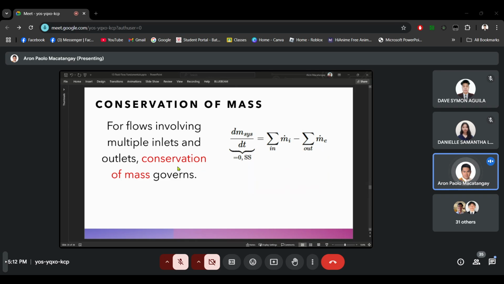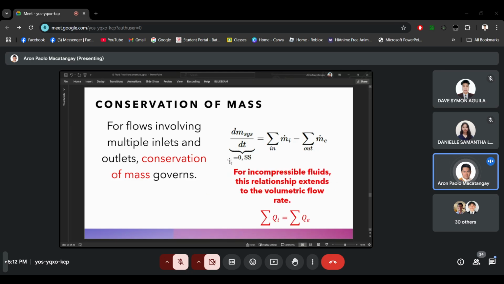If you like to do it equation wise, it will look like this. This is the change in mass content in a system that is equal to the sum of mass flows entering minus the sum of mass flows exiting. And again, our goal is to not have a change in mass content in the system. This should be equal to zero.